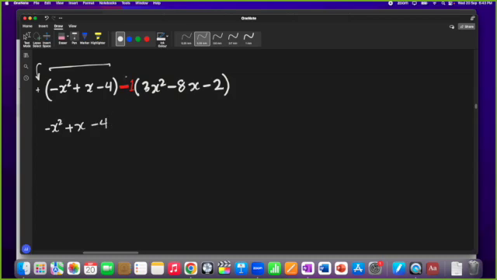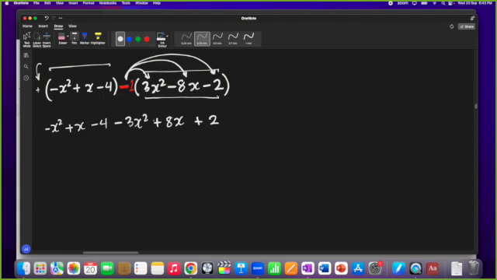But look at what's going to happen now. This negative going to change the sign of everything that's in here. So negative 1 times 3x squared will give me negative 3x squared. Negative times negative 8x will give me positive 8x. And the negative times negative 2 will give me positive 2. So when you have a negative in front of the brackets, it's kind of like if all of these signs inside of the brackets just switch to the opposite.